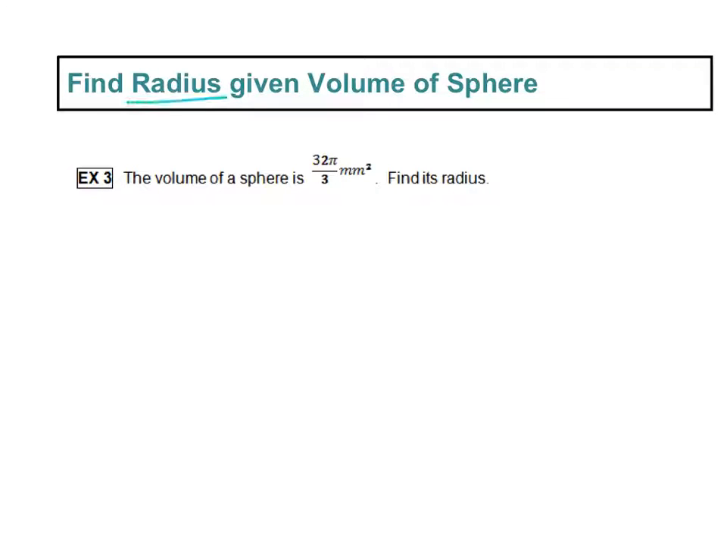All right, find the radius if you're given the volume of a sphere. So the volume of a sphere is 32 pi over 3 millimeters cubed. That's a typo. Find the radius. So we're talking volume, so our volume formula for a sphere is 4/3 pi r cubed.